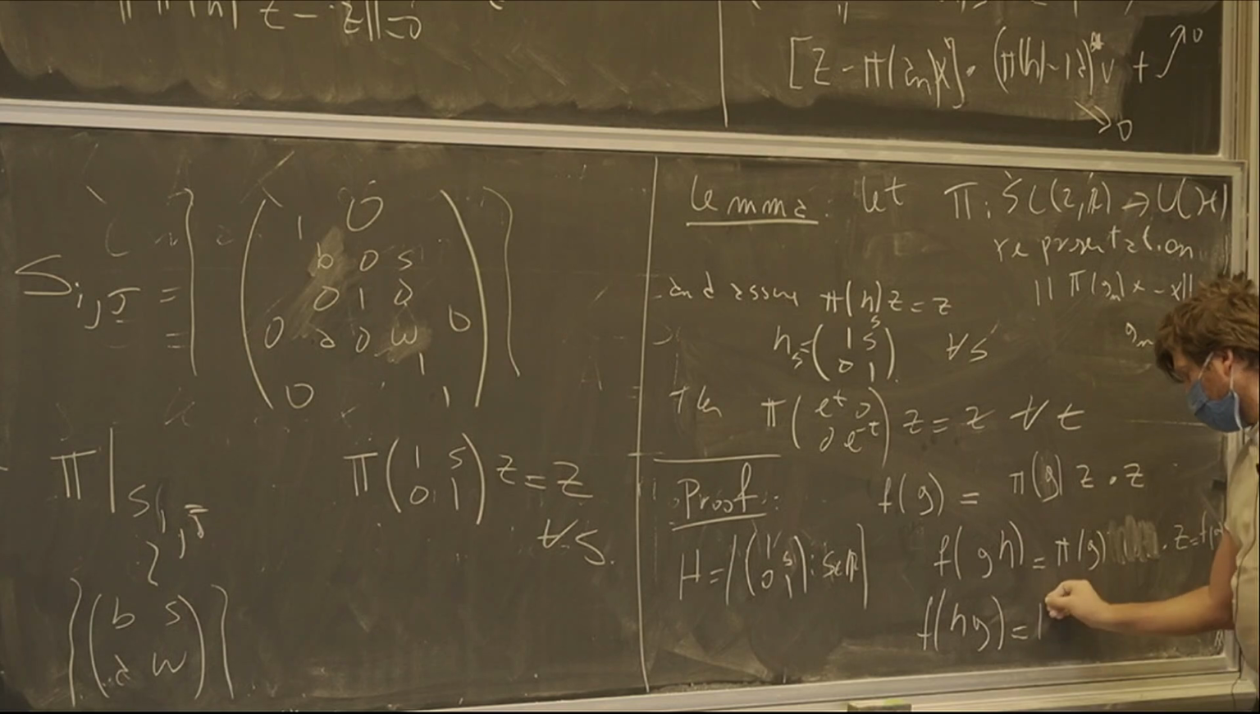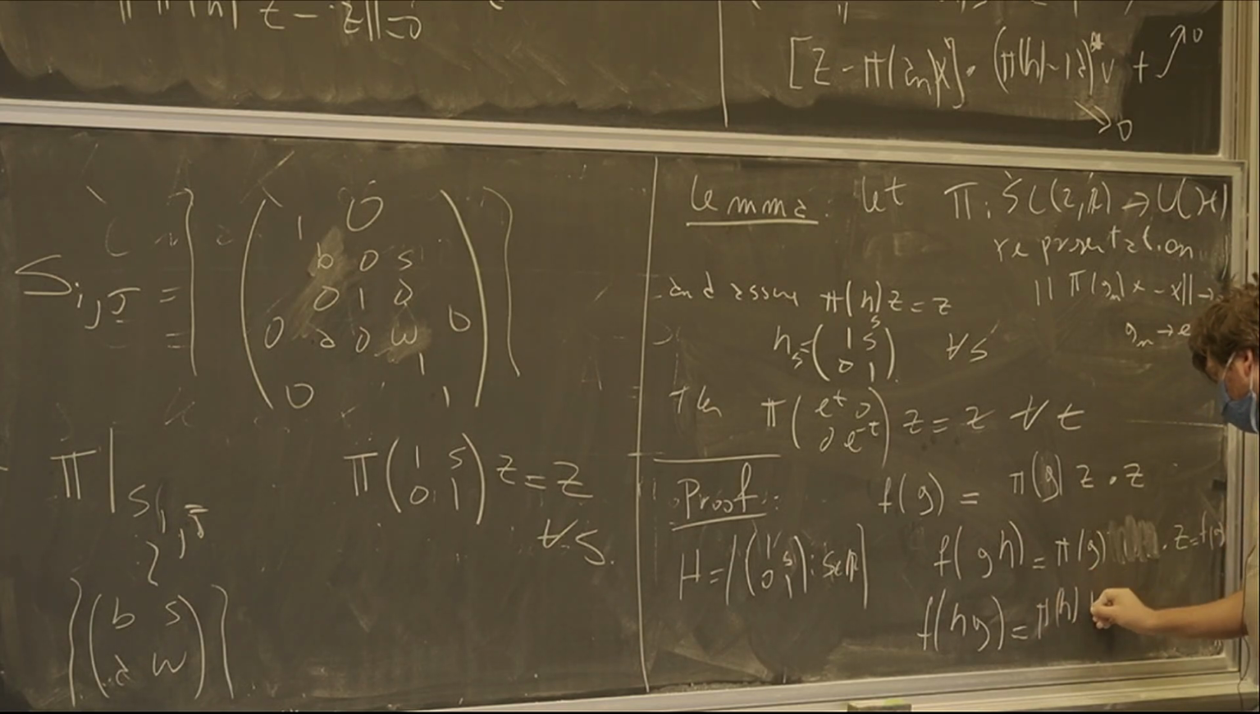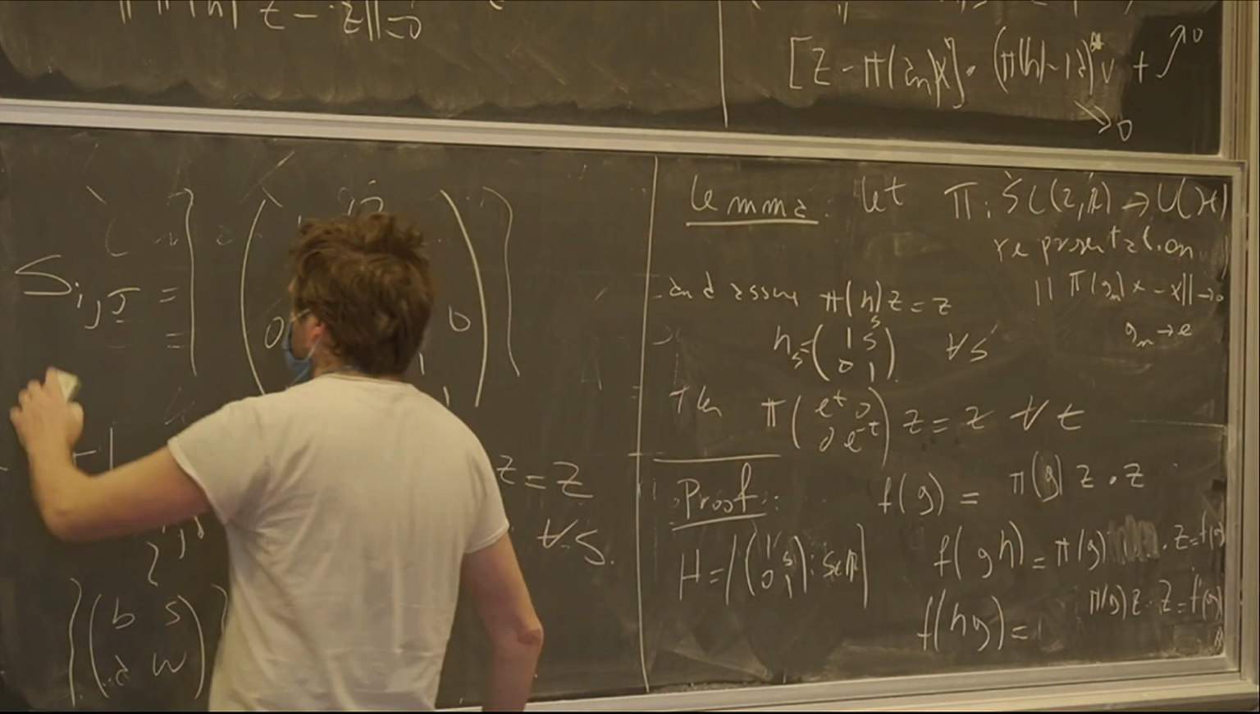I have pretty much the same, because this is pi(h) pi(g) c dot c, but then these are unitary operators, so the pi(h) goes to the other side as pi(h) inverse of c, and again the H invariance tells me that this is c. This is also f of g. So this function f is both left and right invariant, which is very good news.